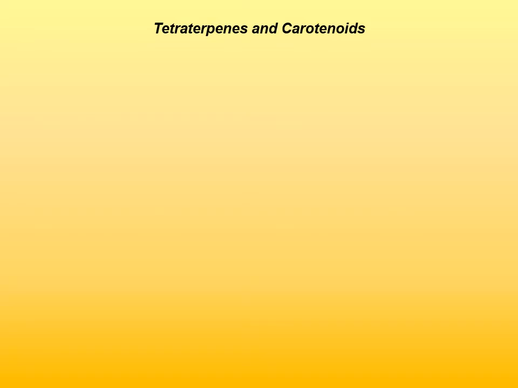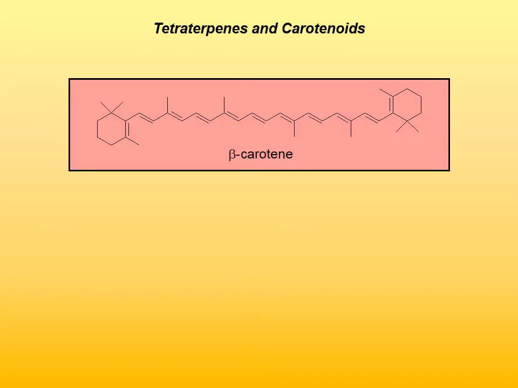Tetraterpenes are also known as carotenoids. Carotenoids play a role in photosynthesis and vitamin production, like beta carotene, and you can see that tetraterpene is composed of 8 isoprene units. You may be able to identify them here.